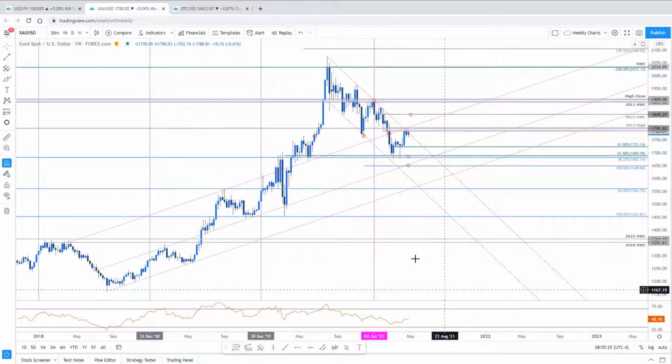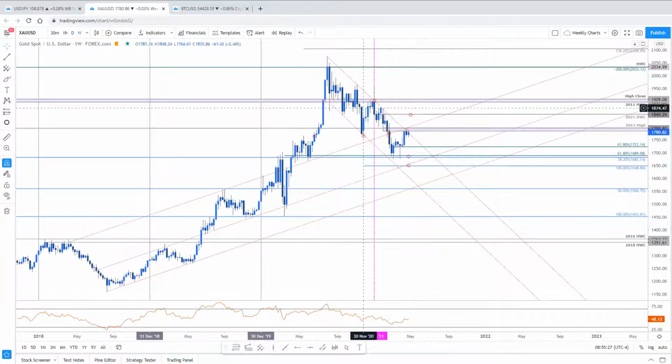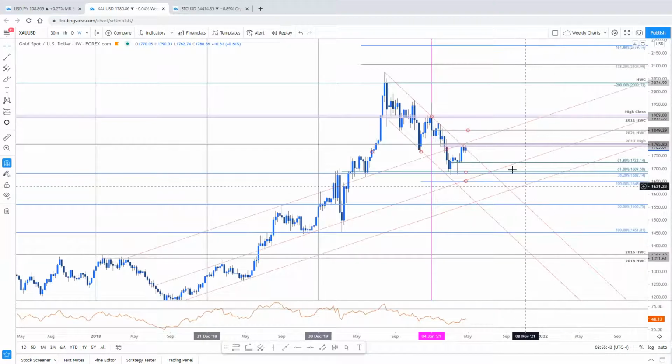Near term, is the broader pullback completed? Remember what we said earlier in the year, it was either 1690 or 1650. That's where we would have loved to see a low. I mean, that still could be the low, but for me, it's been all about this inflection still. So I need to close above 1795 on a weekly standpoint to validate sort of a bigger turn in price for gold.